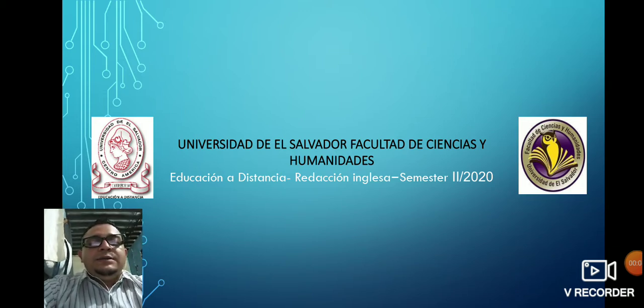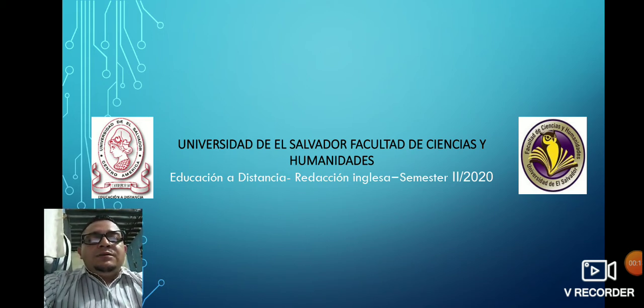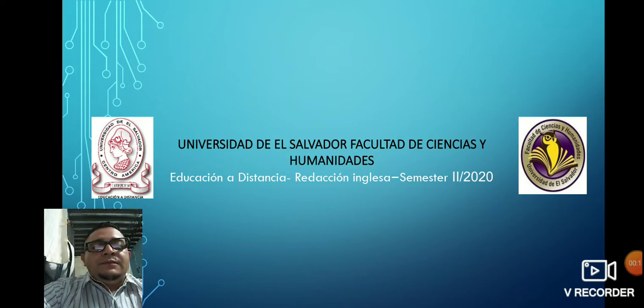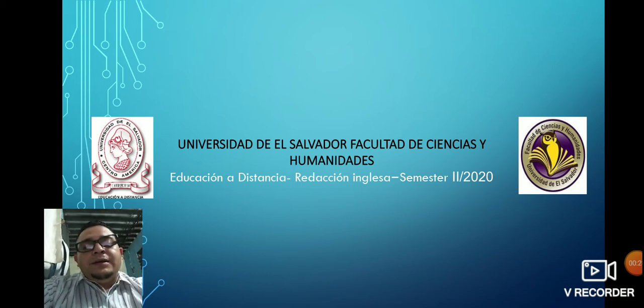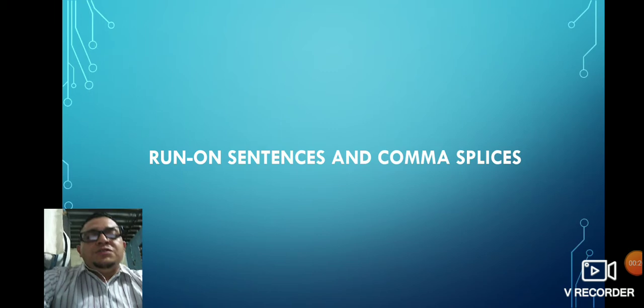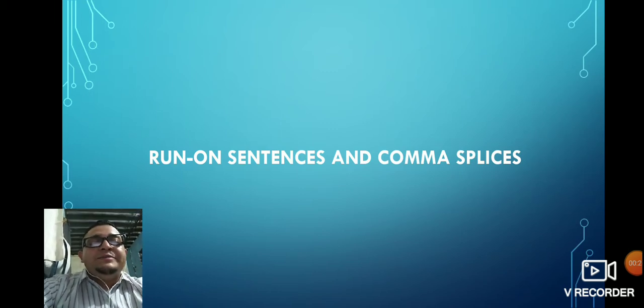As you see in the slide, this is redaction. Well, I'm going to show you some examples about how to avoid some grammatical mistakes during writing, which is the topic. Written sentences and comma splices is the topic.